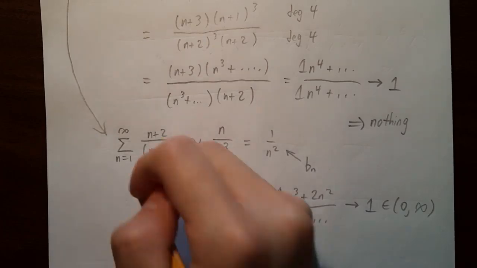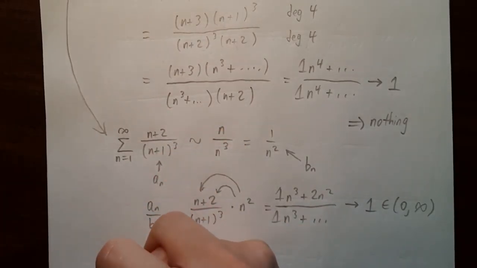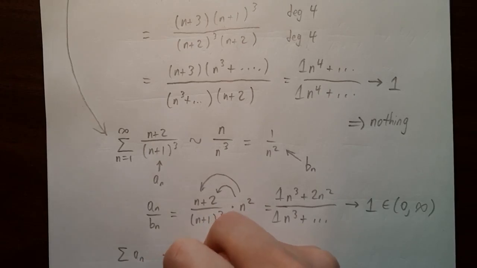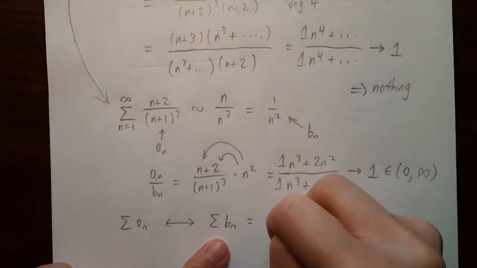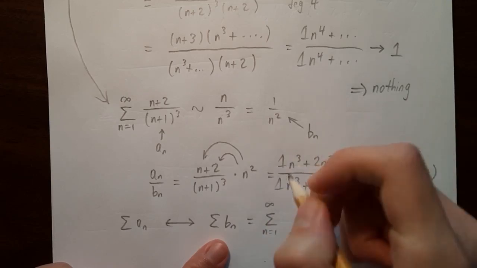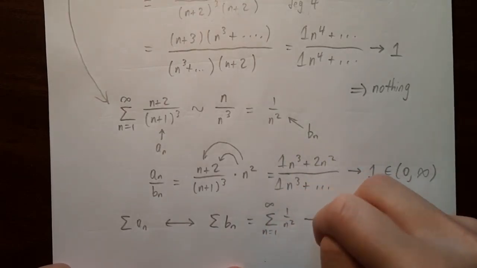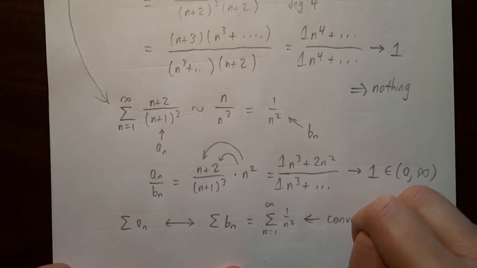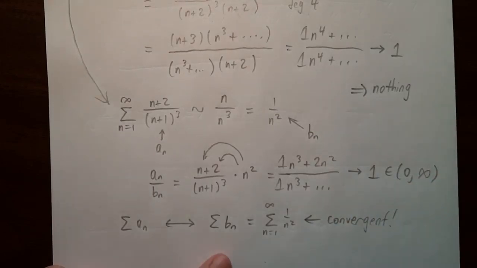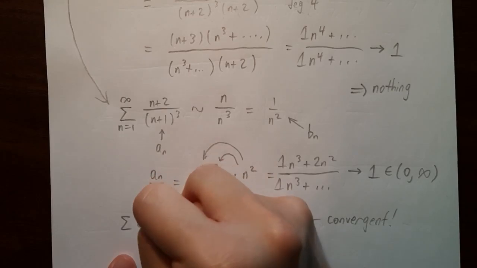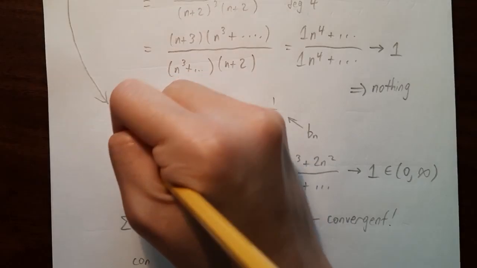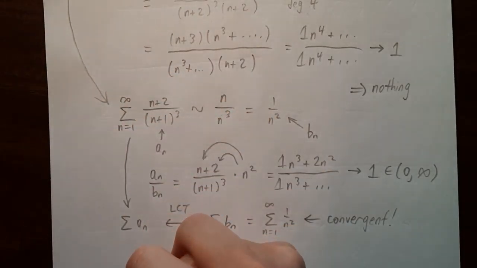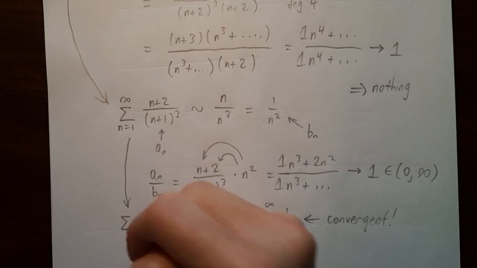And so what that tells us then is the original series we had, the sum of a sub n, and the sum of b sub n have to have the same convergence status. And the sum of b sub n, what was that? That's the sum from n equals 1 to infinity of 1 over n squared. That is a convergent p-series. So in that case, by the limit comparison test, the original series also has to be convergent.